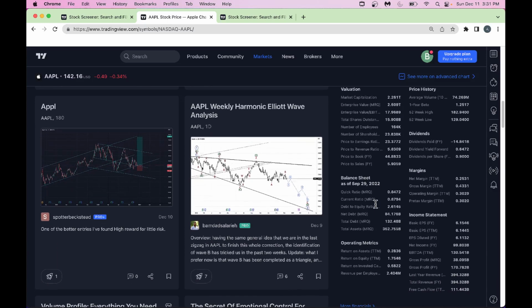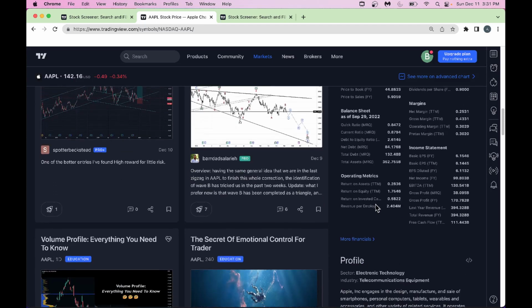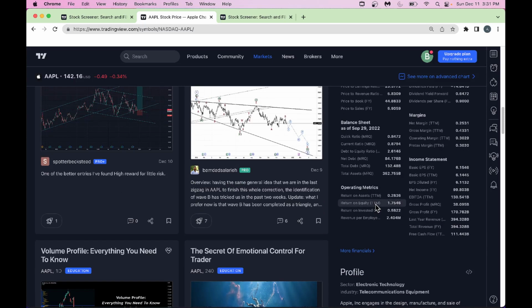These stocks have got a little bit higher debt to equity ratio here. Look at the total debt, as you can see here. Nice total debt here, 132 billion total debt. And look, we got debt to equity ratio right here.